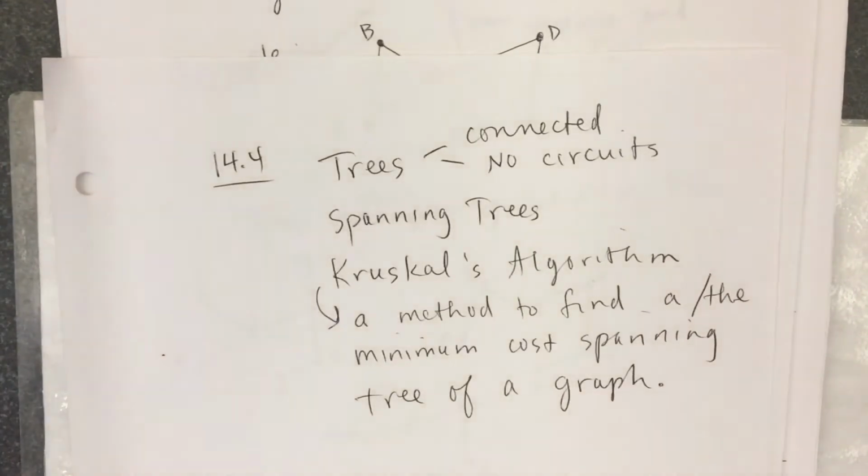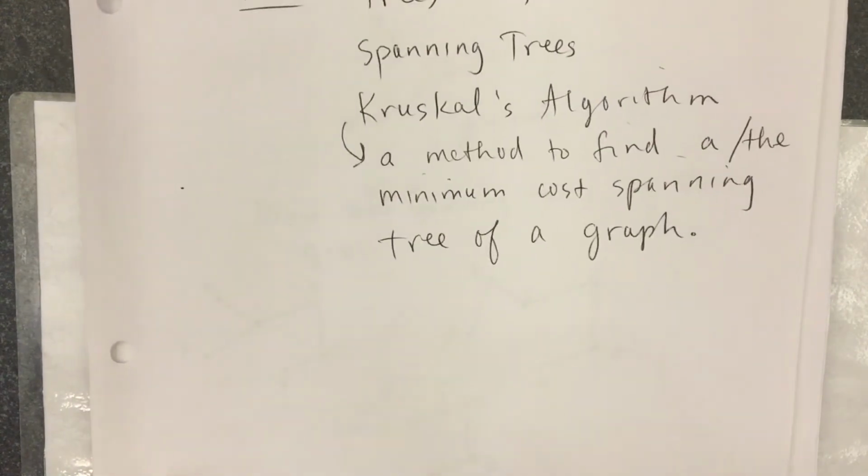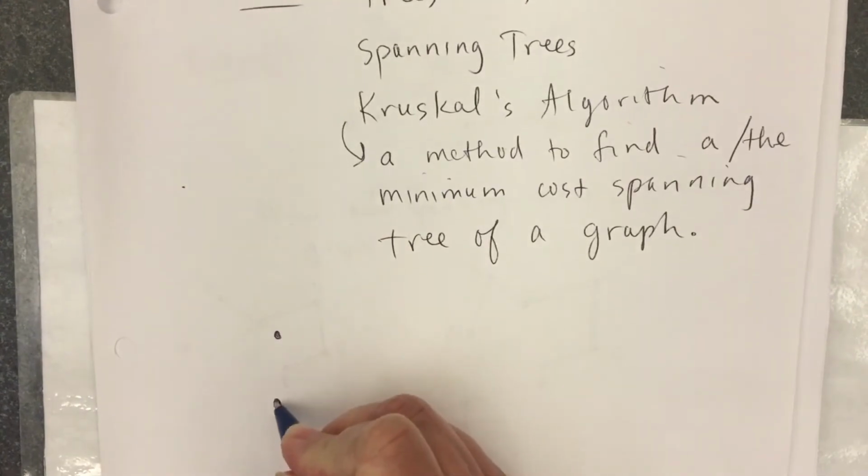And I put a/the. Sometimes there might only be one answer. Sometimes there's more than one correct answer. But the answers you get will be the minimum cost. It's not like when we did Hamilton circuits and we did nearest neighbor, you got a route that was a good cost, but it wasn't guaranteed to be the minimum cost. In this situation, we get the minimum cost. I'm going to draw a graph. I'll show you how Kruskal's algorithm works.